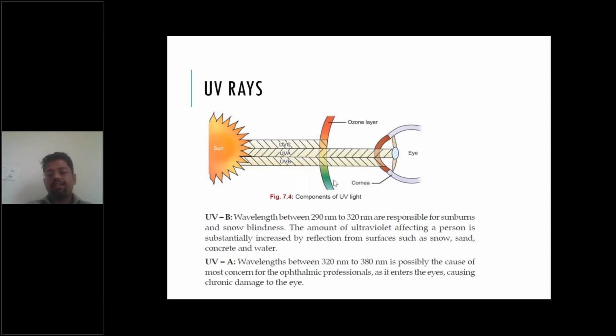So UVC is already blocked by the ozone layer in the atmosphere, whereas UVA can reach up to the lens, but it cannot reach beyond the lens. UVB is something that can reach up to the cornea, but it cannot go behind the cornea.